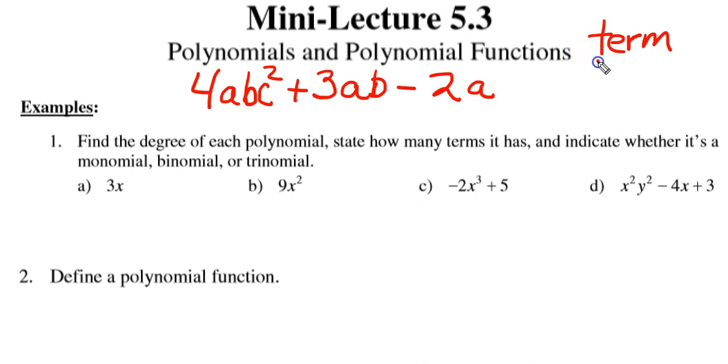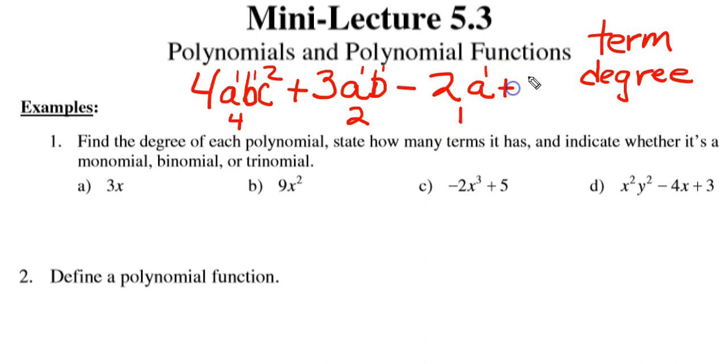Now, how do we find degree of a term? Well, degree of a term is the sum of the exponents on the variables. So there's a 1 there, there's a 1 there. So the degree of this term would be 4. The degree of this term, there's a 1 there and a 1 there, would be 2. The degree of this term would be a 1.